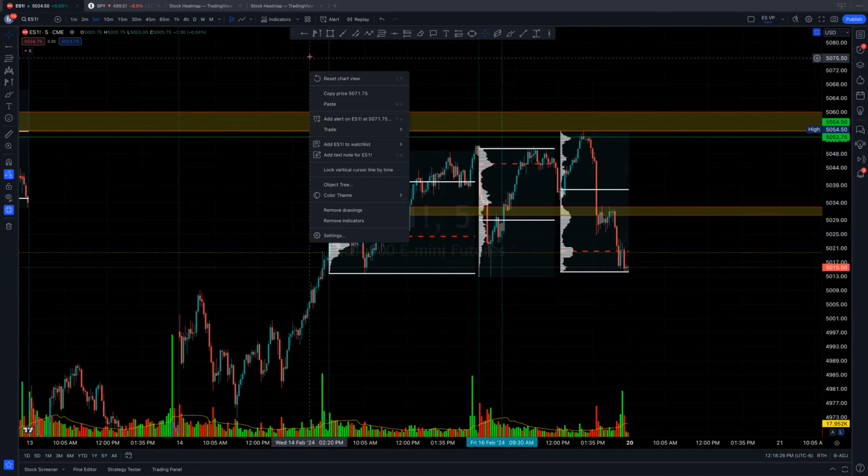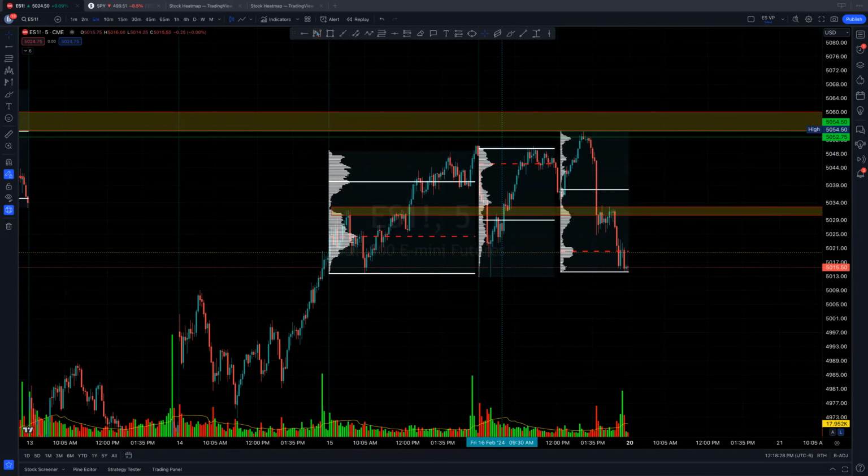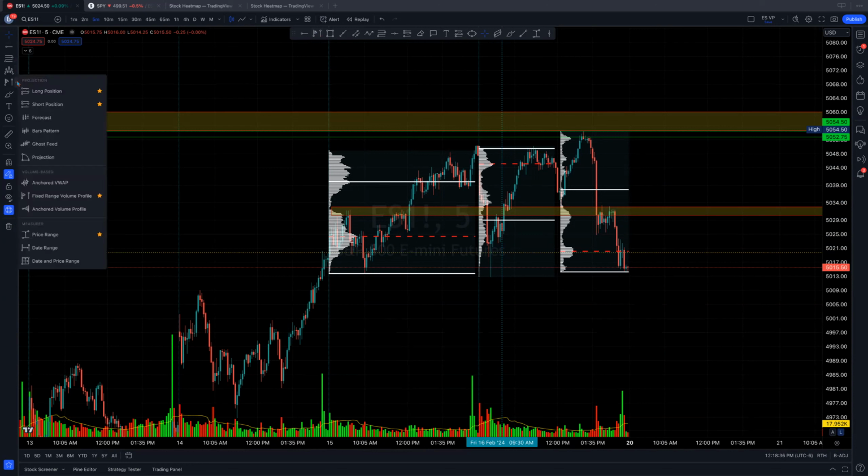And this is the tool right here. It's called the fixed range volume profile. You can find it over here in the projection tab, and it's down here. You put a star on it, it'll put it on your favorites over here.